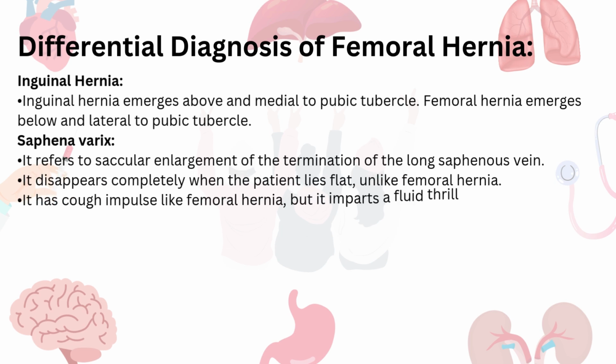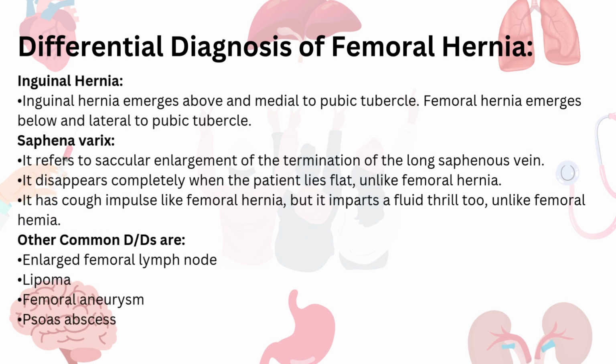If we are suspecting a patient has a femoral hernia, we have to rule out inguinal hernia, saphena varix, and several other causes. Inguinal hernia emerges above and medial to the pubic tubercle, and femoral hernia emerges below and lateral to the pubic tubercle. So you need to know the landmark, which is the pubic tubercle. If it is above and medial to it, it is an inguinal hernia. If it is below the pubic tubercle and lateral to it, it is a femoral hernia. So femoral hernia is more common on the lateral side, while inguinal hernia is slightly medial to it.